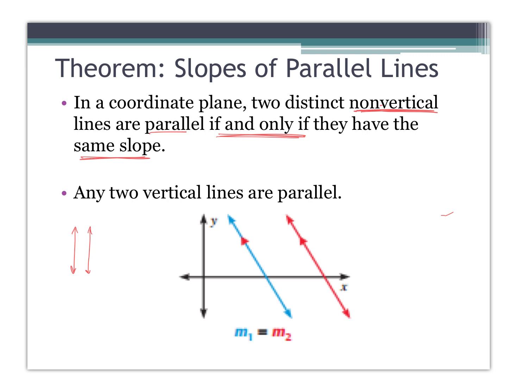So in this picture here, notice the little triangles. This is telling me that those two lines have the same slope. So the slope of the blue line must be the same as the slope of the red line.